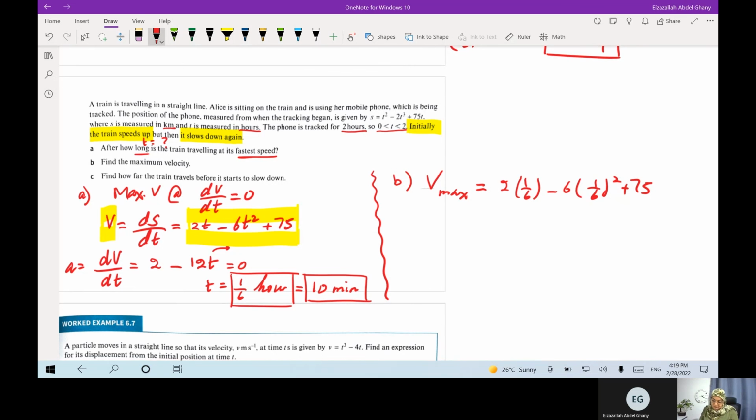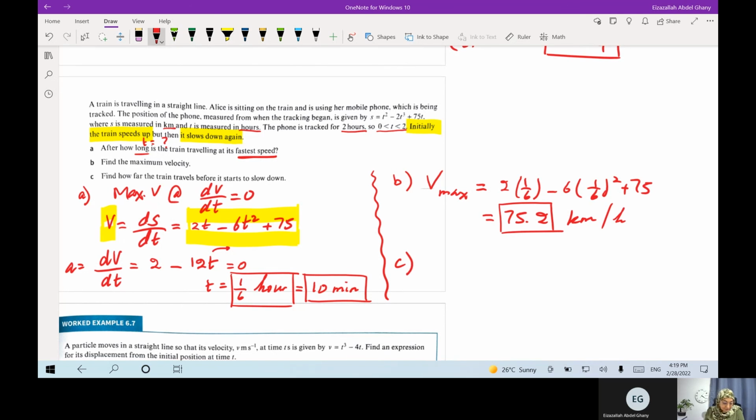minus 6 over 36 plus 75. It will be, let's write it in decimal, 75.2. The values are reasonable, kilometers per hour.